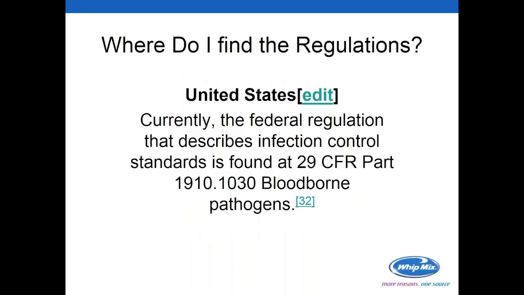But I want you to be able to go back if you need to and say, I saw that someplace, and here's where it is. So in the United States, currently the federal regulation that describes infection control standards is found at 29 CFR Part 1910.1030, Bloodborne Pathogens. Okay, that's where you can find it if you need to.